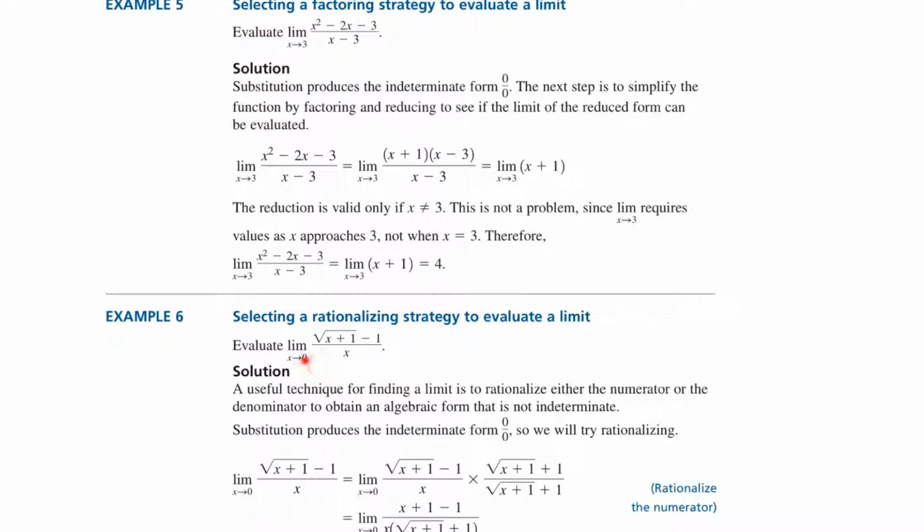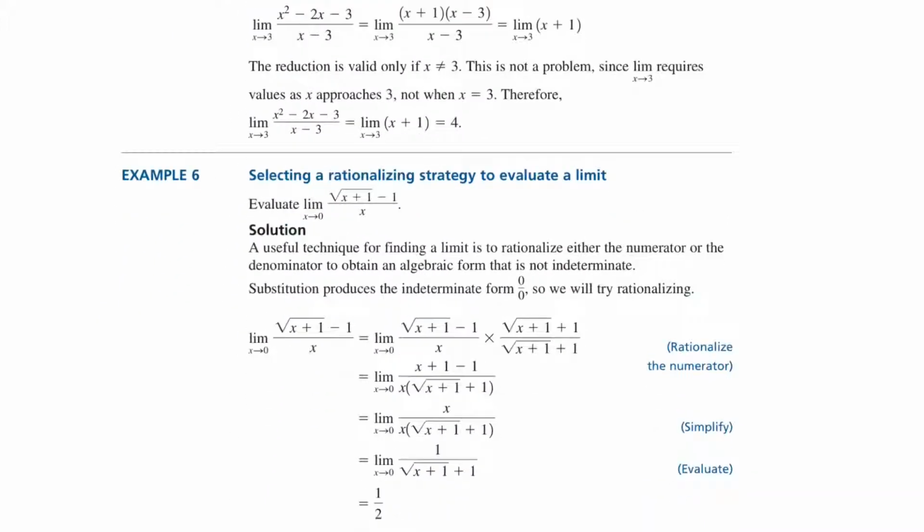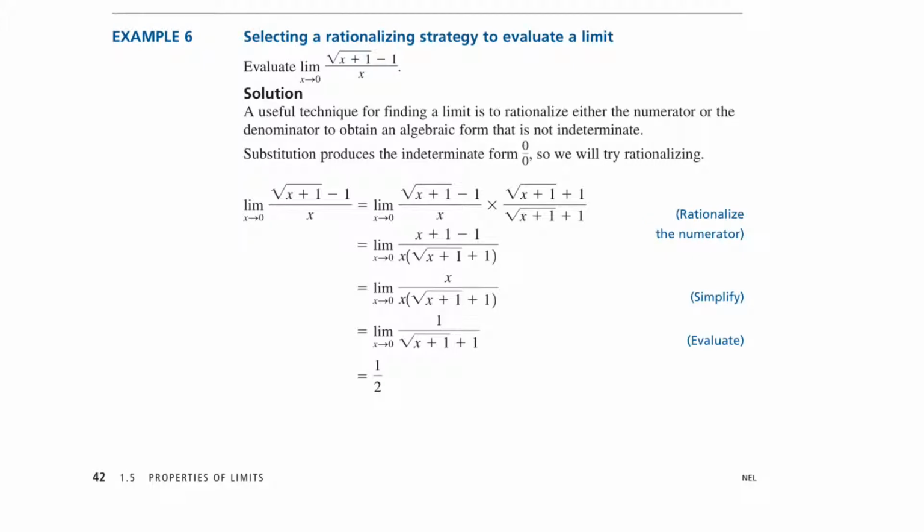Next example, the limit of (square root of x plus 1, minus 1) over x as x approaches 0. We rationalize and simplify. We rationalize the numerator of the fraction and simplify it. This limit is the same as the limit of 1 over (square root of x plus 1) as x approaches 0, which is 1 over 2. Let's explain why this limit is 1 over 2.